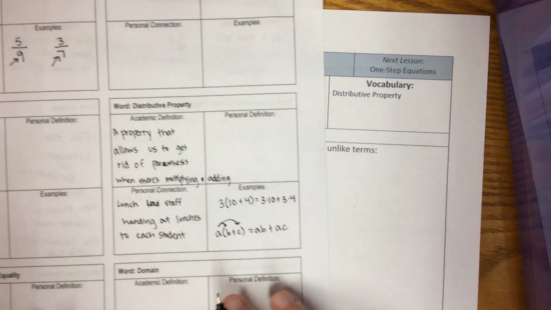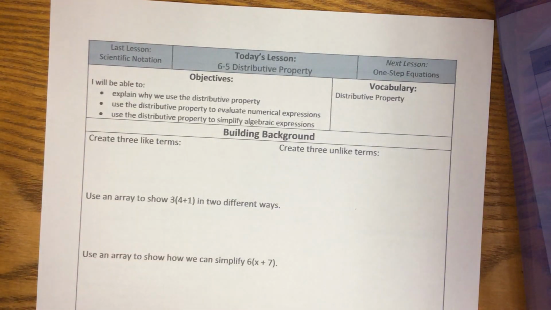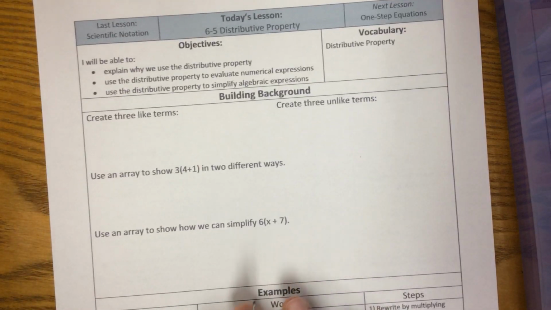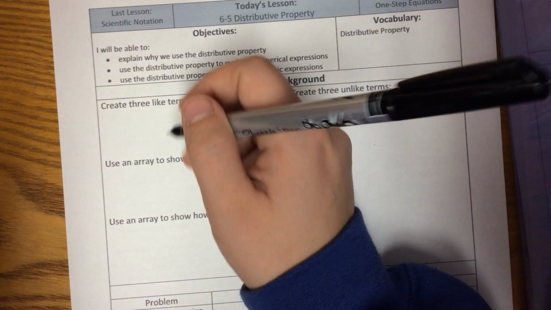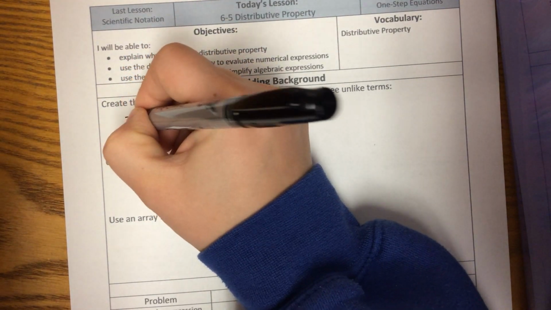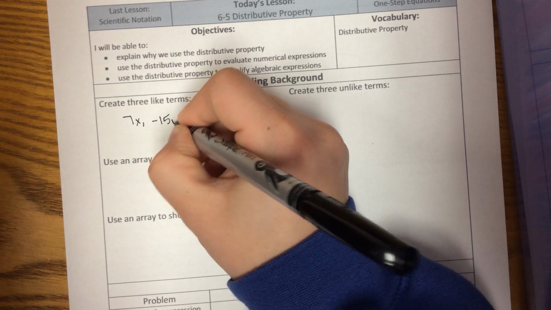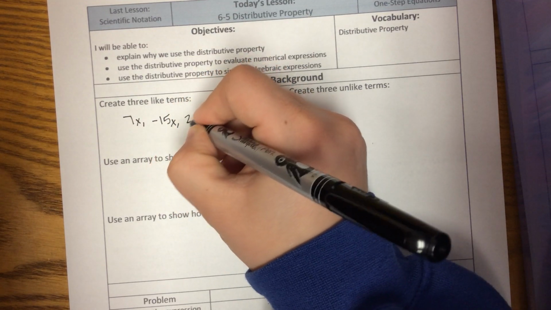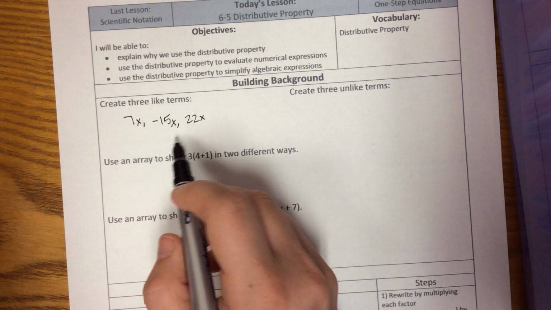Okay, so we're going to build some backgrounds real quick. Okay, we're going to create 3 like terms. So let's pick x. So it'll be like 7x, negative 15x, and 22x. So those are all like terms, or things I could add together because they're all x's.